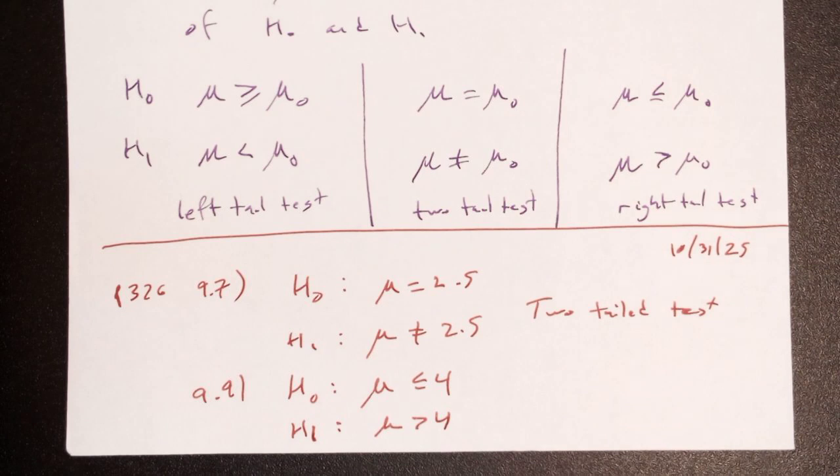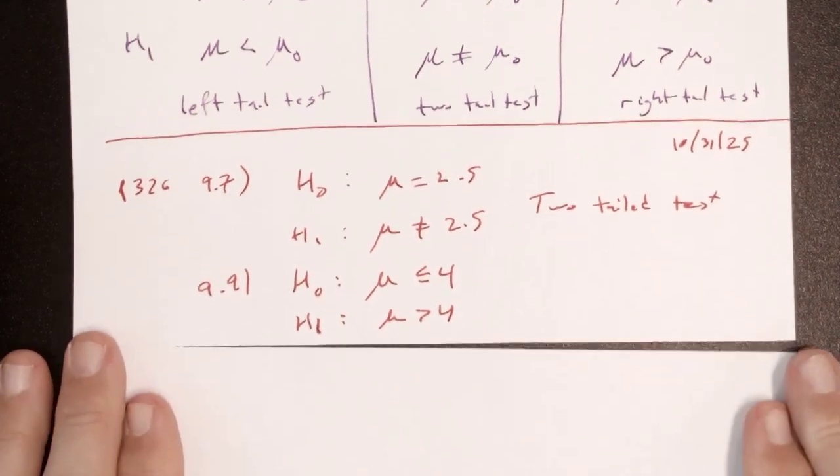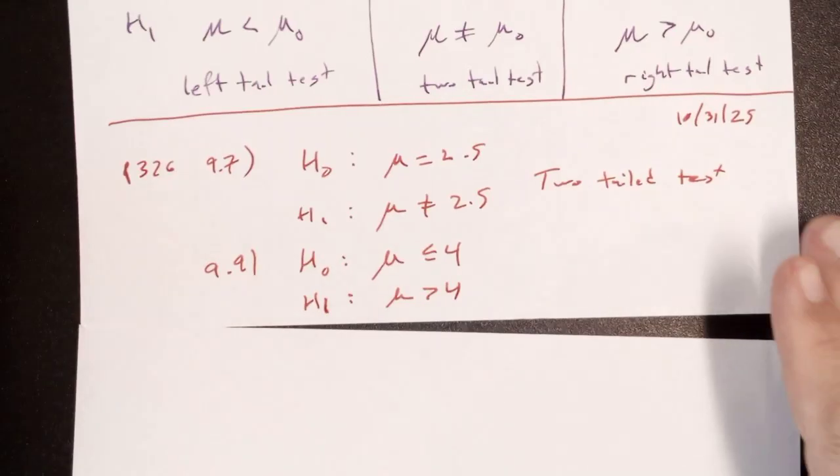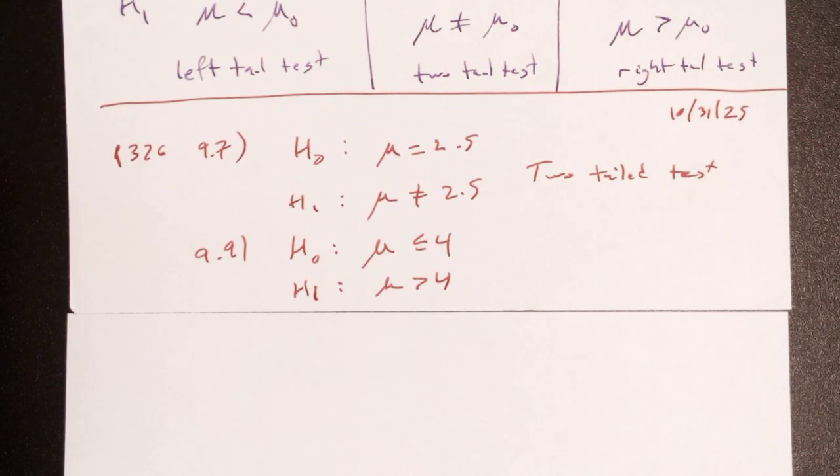I make the assumption that the null hypothesis is they do what they claim, or this is a correct statement. I'm looking for something unusual to tell me, no, this might be wrong. And that's our alternate hypothesis. So now I have to make a decision. Should I keep the null hypothesis or reject it?